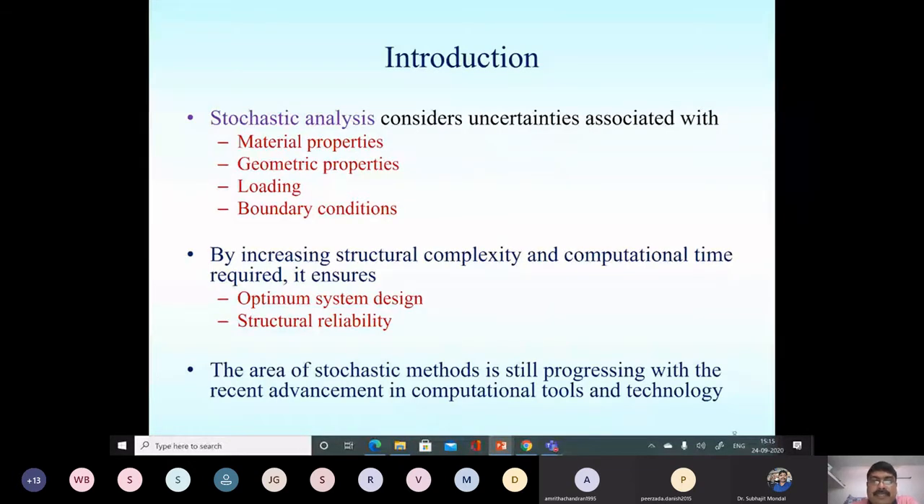For a practicing engineer, the moment you want to introduce this probabilistic concept, it makes your system complex, and obviously the computation time required will be more. That is why, till recent times, we didn't concentrate much on stochastic or probabilistic analysis, and we did only deterministic analysis. Somehow we take care of the uncertainties associated with material properties, geometric properties, loading or boundary conditions with the help of the factor of safety.